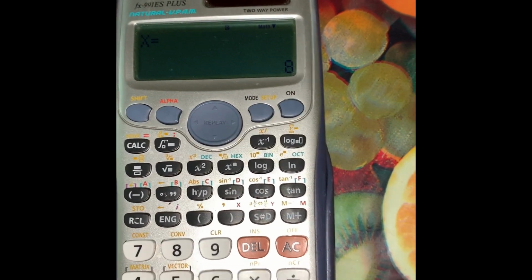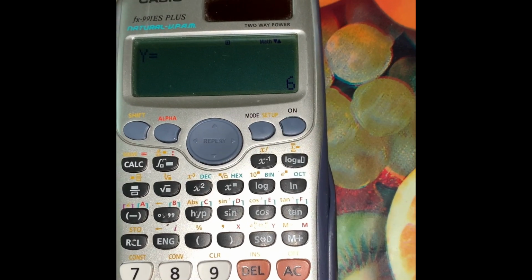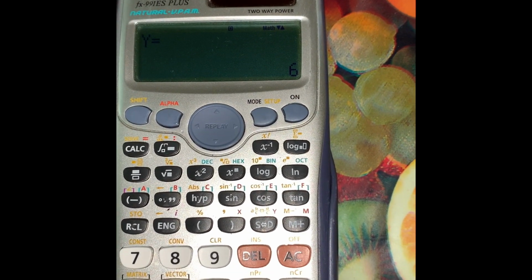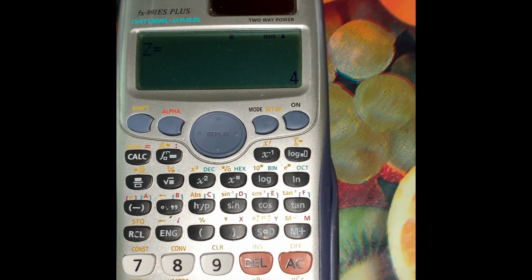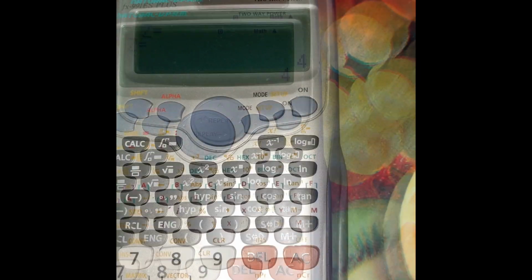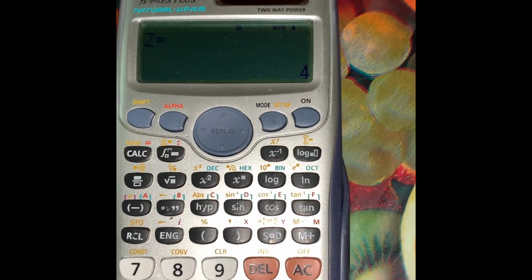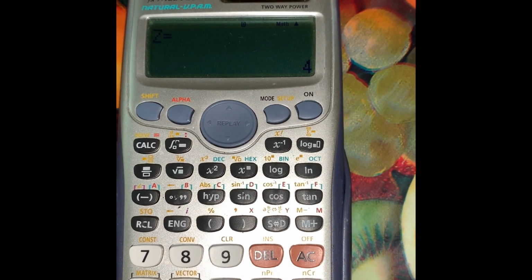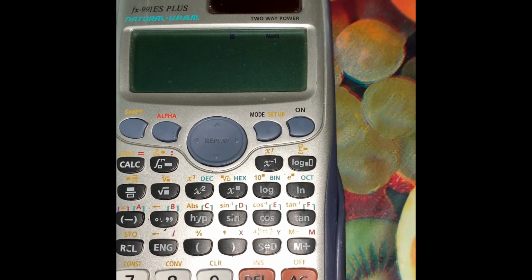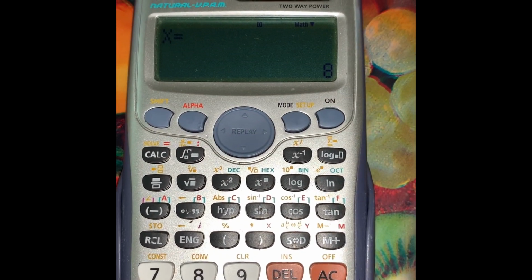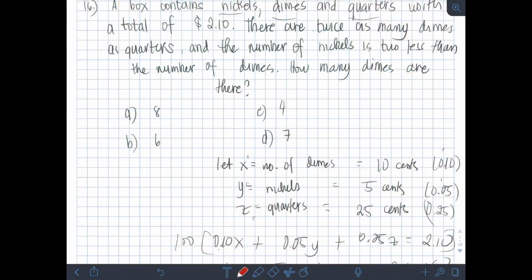So, yung x, siya yung number nung dimes, which is 8. Yung y, siya yung number nung nickels, which is 6. And yung z, siya yung number nung quarters, which is 4. So, therefore, ang hinahanap natin ay how many dimes. So, therefore, yung x natin yung kukuhain nating sagot, which is 8. Okay? So, therefore, our answer is letter A.